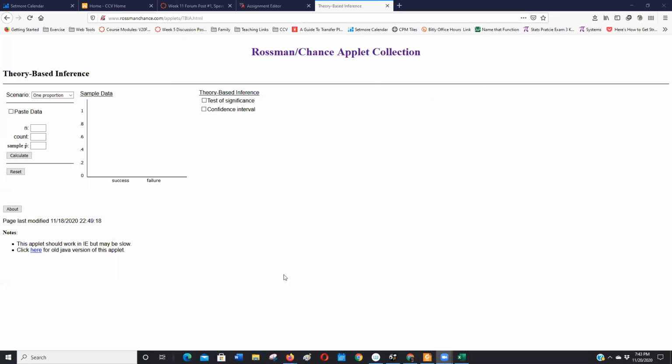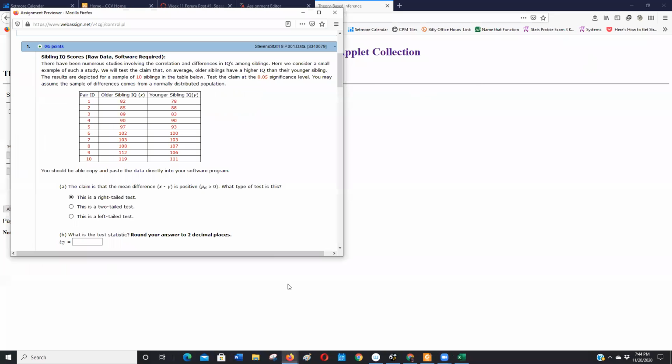Okay, so for that WebAssign question number one about the siblings, here's one version of it. They're saying, is there a difference between, numerous studies of correlation difference between IQ, test to claim that on average the older siblings have a higher IQ. So they're telling us to find the difference.